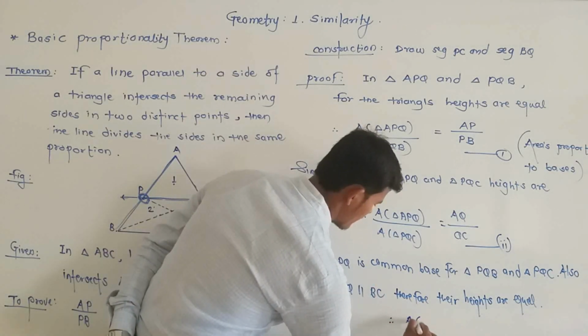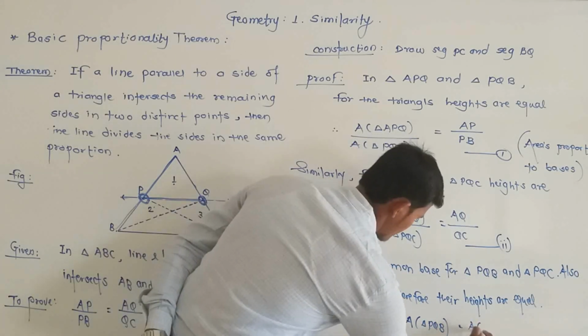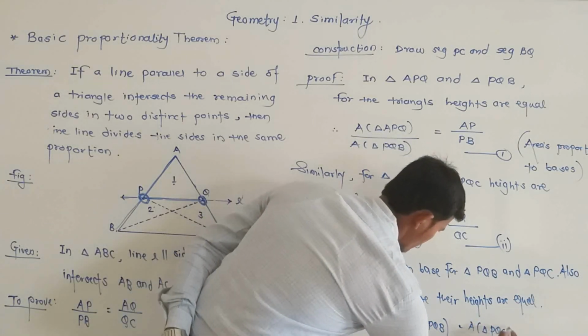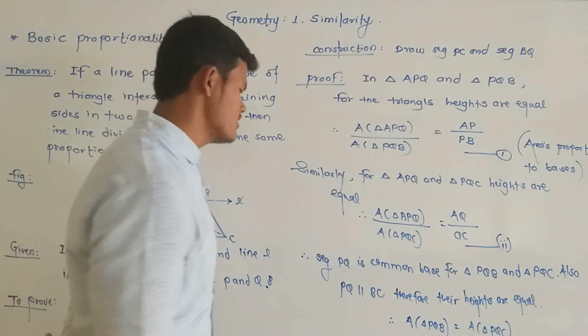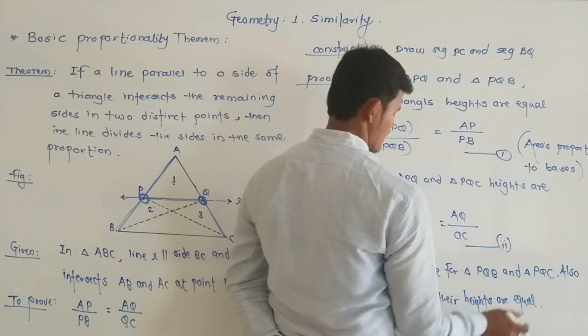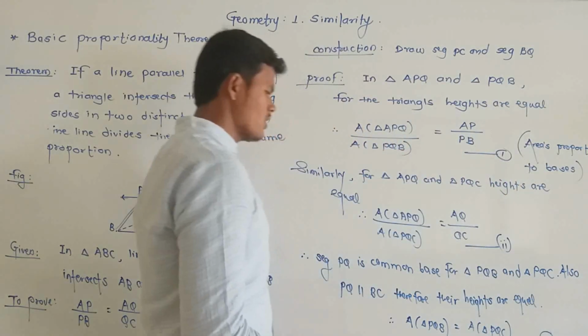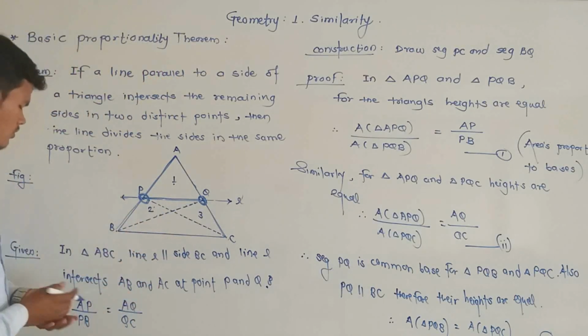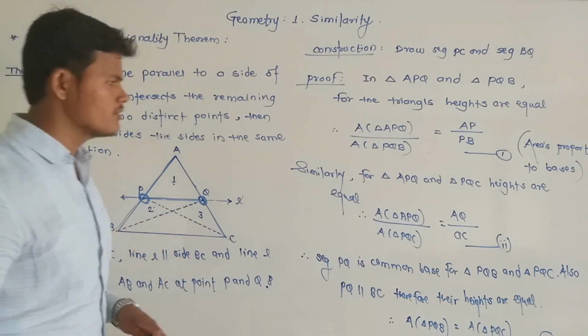Therefore, area of triangle PQB is equal to area of triangle PQC. Why their area is equal? Because their base and their heights are equal. This is equation number 3rd. Okay. Finally, what we have to prove? We have to prove that AP upon PB is equal to AQ upon QC.